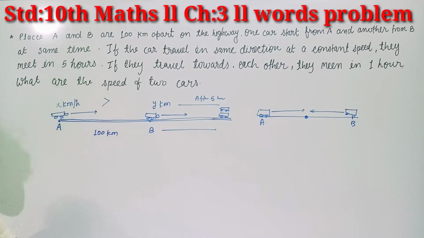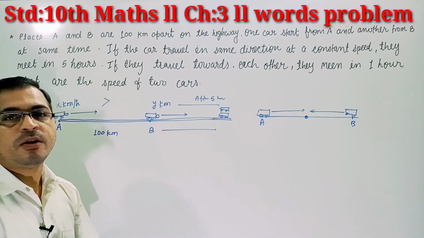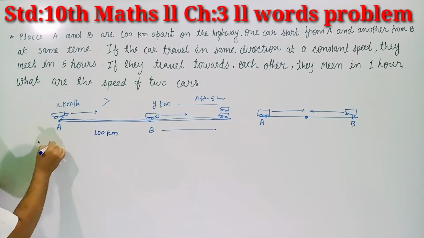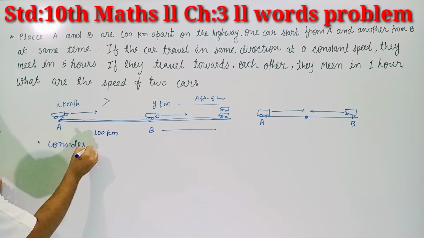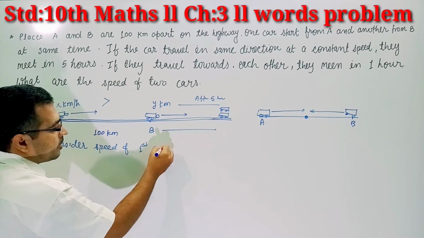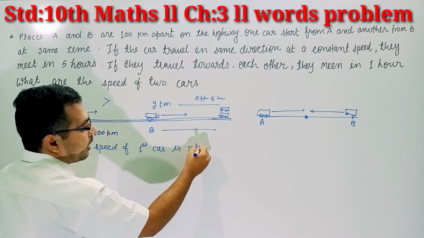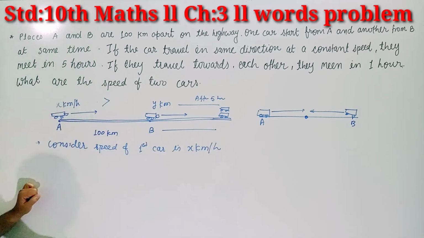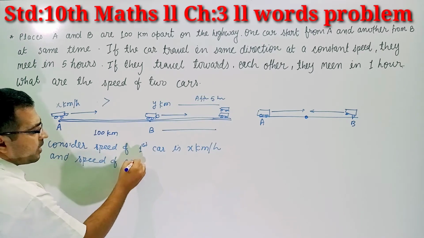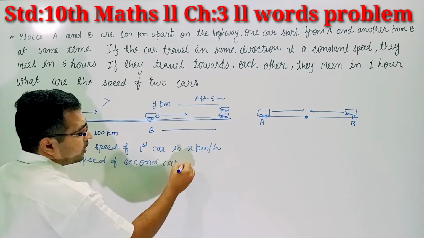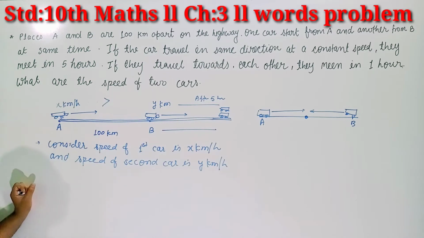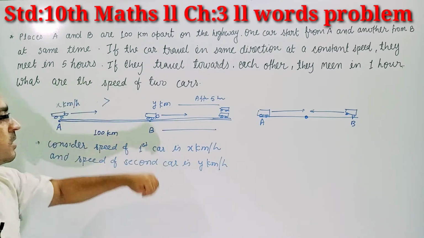What are the speeds of the two cars? The speeds of the two cars are unknown. So consider the speed of the first car is x kilometer per hour and the speed of the second car is y kilometer per hour, right, students? They are moving in the same direction.